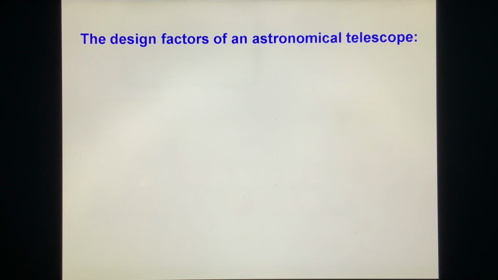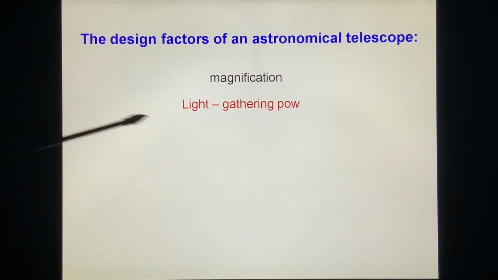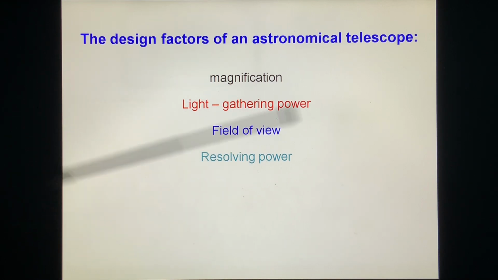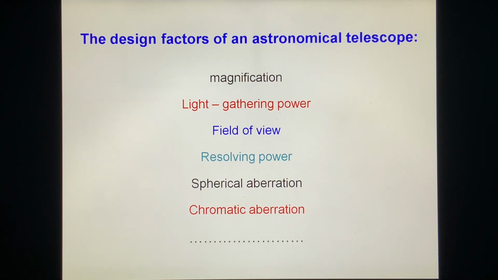The design factors of an astronomical telescope are very complicated, not as simple as I mentioned. Okay, we have to consider the magnification, light gathering power, field of view, resolving power, spherical aberration, chromatic aberration, and so on. So this is a huge engineering project.